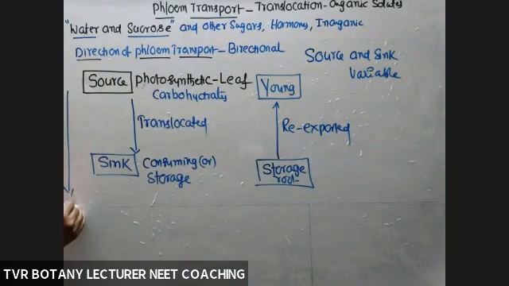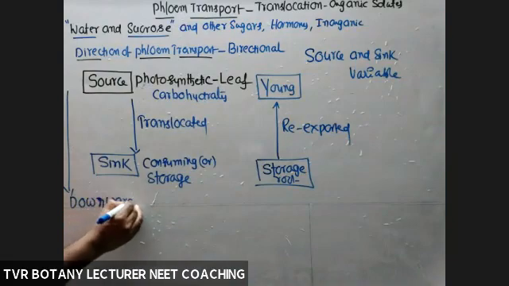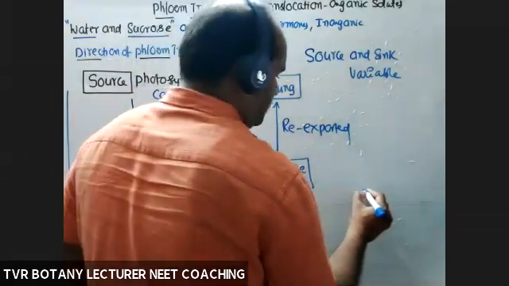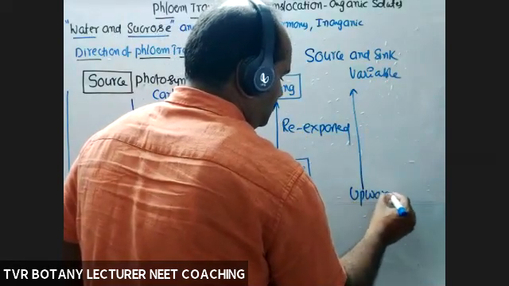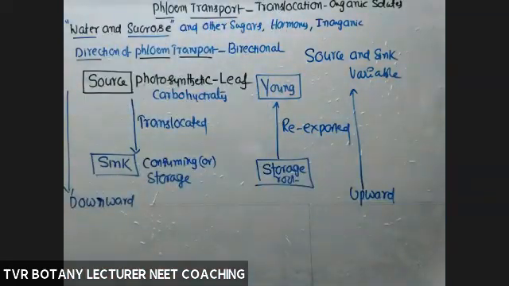So that's why downward movement is possible, upward movement is possible. So that's why bidirectional movement, unlike xylem. In the case of xylem, it is unidirectional only within the xylem.